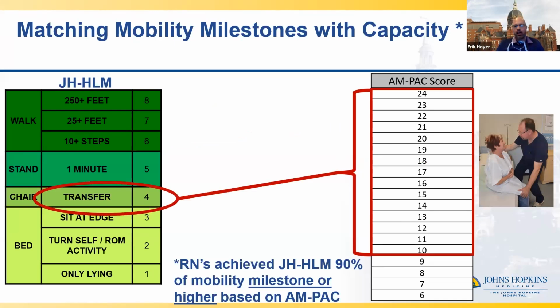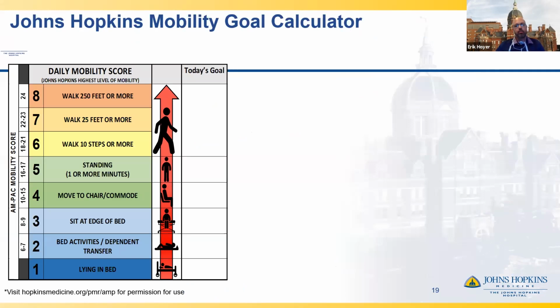And then lastly, for an activity such as transferring a patient to a chair, they are able to do that when the patient has an AMPAC score of 10 or higher. So using those concepts, what we ended up developing is what we call the Johns Hopkins Mobility Goal Calculator, which essentially aligns their capacity with an actual goal. And the idea is that on a daily basis, a patient, based on their AMPAC score, should have a mobility goal, and we should try our best to achieve that. So that's the general concept.